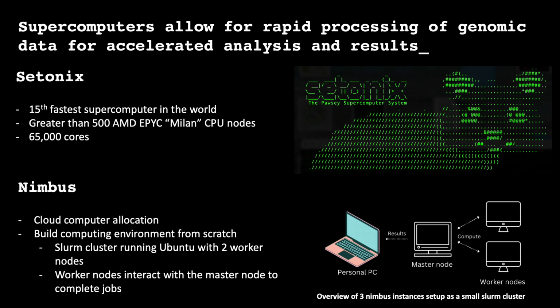Cytonix is an incredibly powerful supercomputer. Cytonix was very useful for performing tasks that required large amounts of RAM, for example running genome projections in my project. I also made use of a Nimbus allocation. Nimbus was flexible as it allowed me to build my own environment from scratch and enabled the completion of smaller jobs on my own Slurm managed cluster.